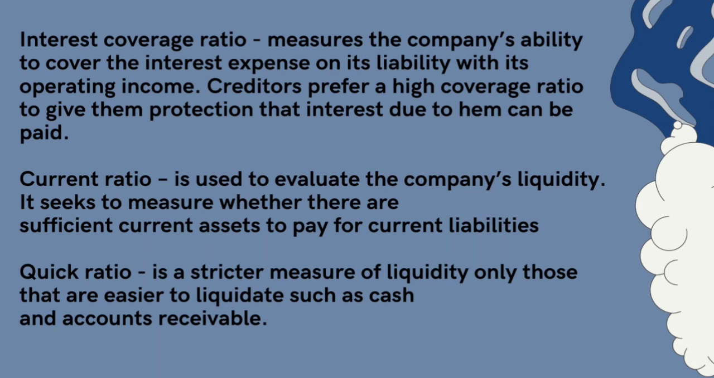Current ratio is used to evaluate the company's liquidity. It seeks to measure whether there are sufficient current assets to pay for current liabilities. Quick ratio is a stricter measure of liquidity, counting only those assets that are easier to liquidate, such as cash and accounts receivable.